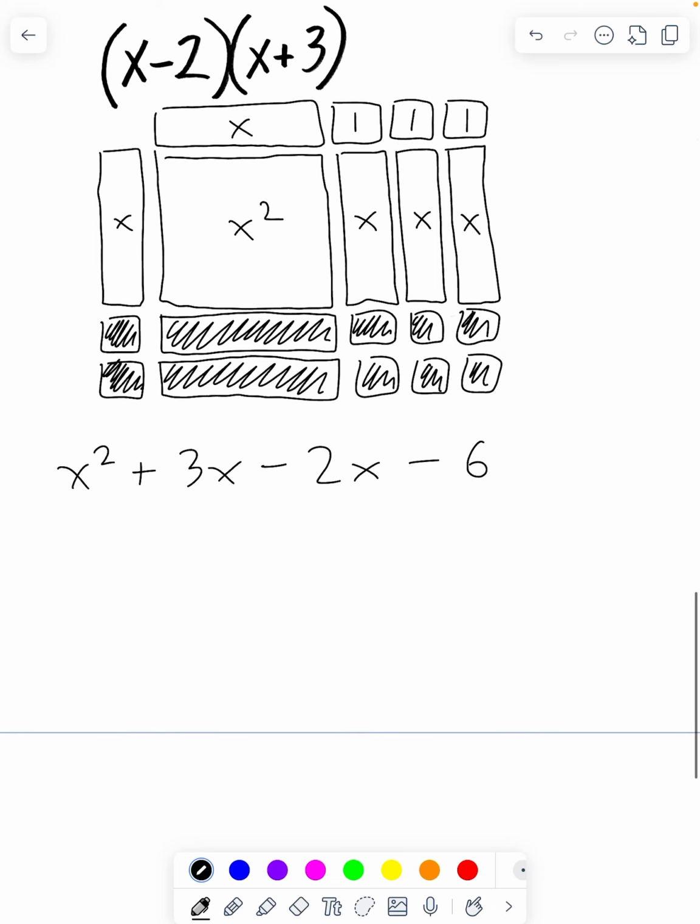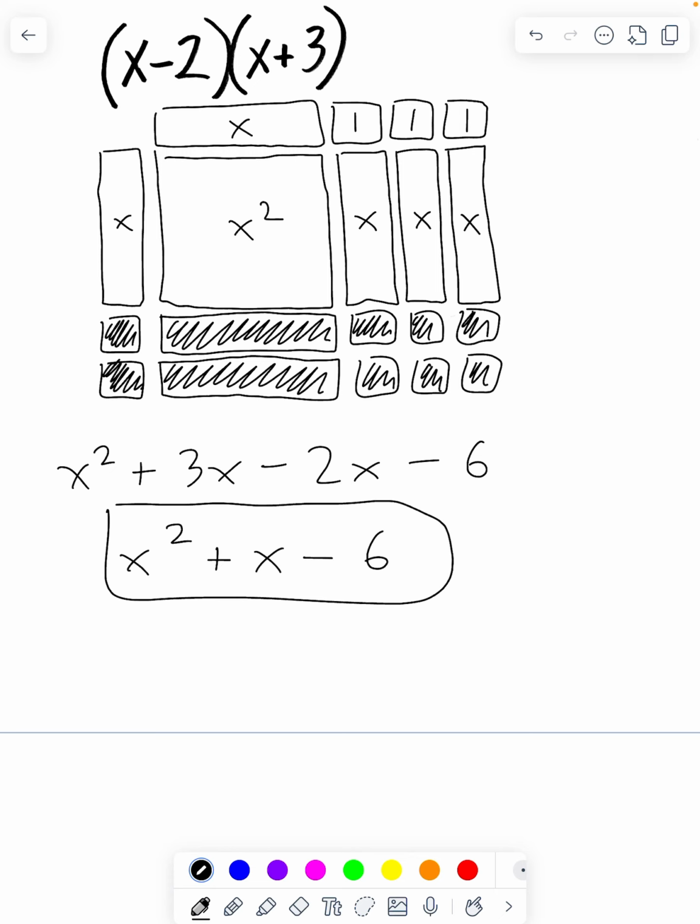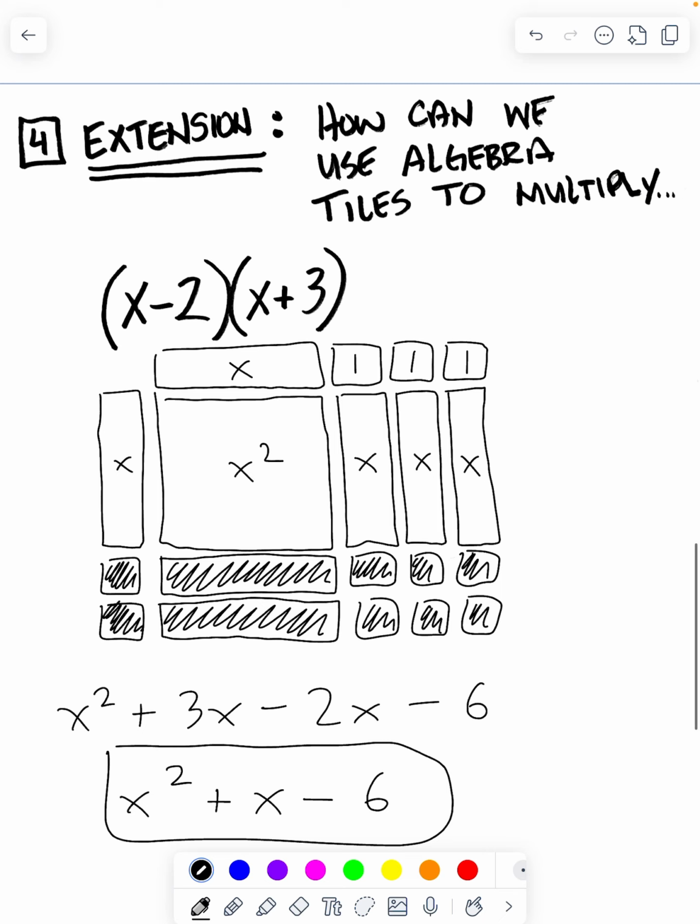Now we can combine the middle two terms. 3 minus 2 is positive 1. So we have 1 positive x. And then we have a negative 6. Now this is simplified. So we have x squared plus x minus 6. That turns out to be equal to what we started with, x minus 2 times x plus 3.